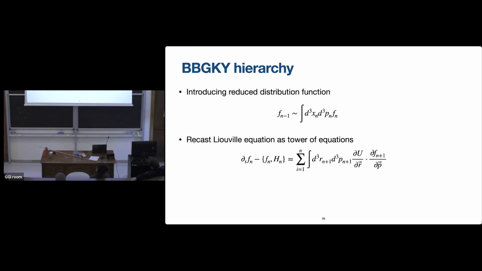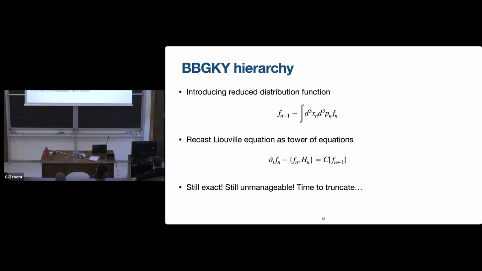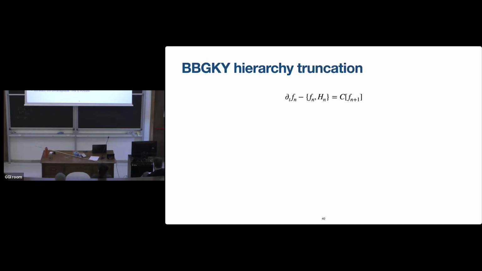And all that does is just recast your Liouville equation into a tower of equations. So you have the left-hand side, which is given by the nth particle distribution function, and the right-hand side knows about higher n particle distribution functions. Written in another way, I like these Poisson brackets. The left-hand side is kind of the free streaming term, and the right-hand side is the collision term, which knows about the higher particle distribution functions. But this is just a way to rewrite the BBGKY hierarchy. It's still exact, it's still unmanageable, and so it's time to truncate.